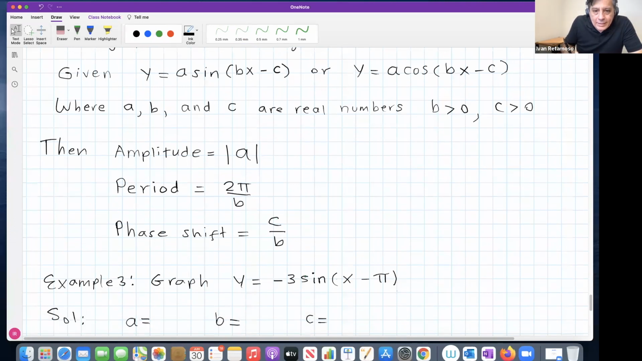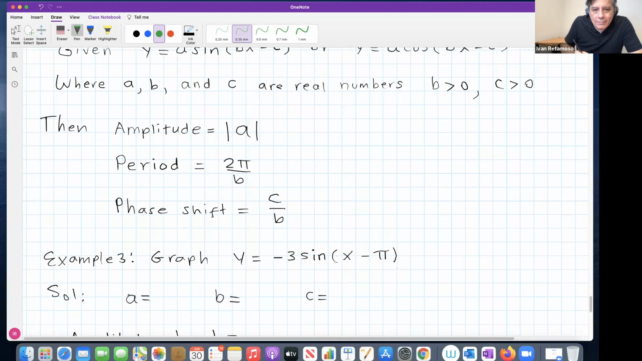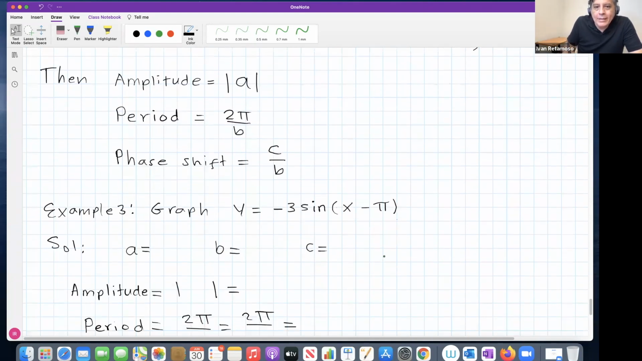So now, let's see an example. Suppose they ask you to graph y equals -3 times sine of parentheses x minus pi. First step, quickly identify what your A, B, and C are. A clearly has to be this, -3. B is the number attached to x. No, Professor, there is no number there. Well, when you don't see a number, remember there is an invisible 1. So B is 1.